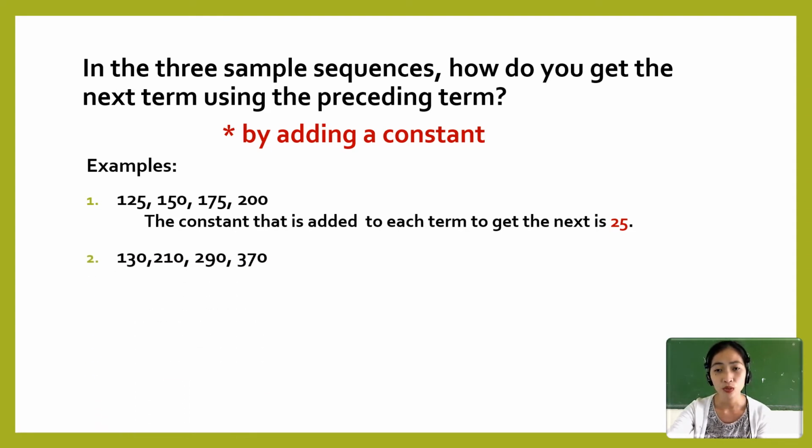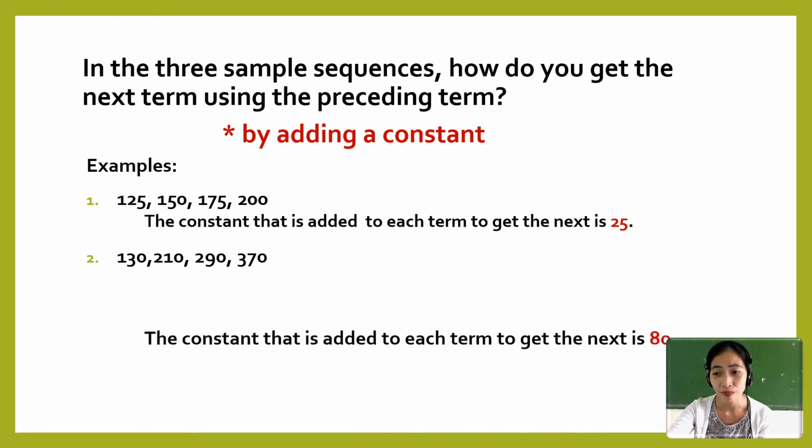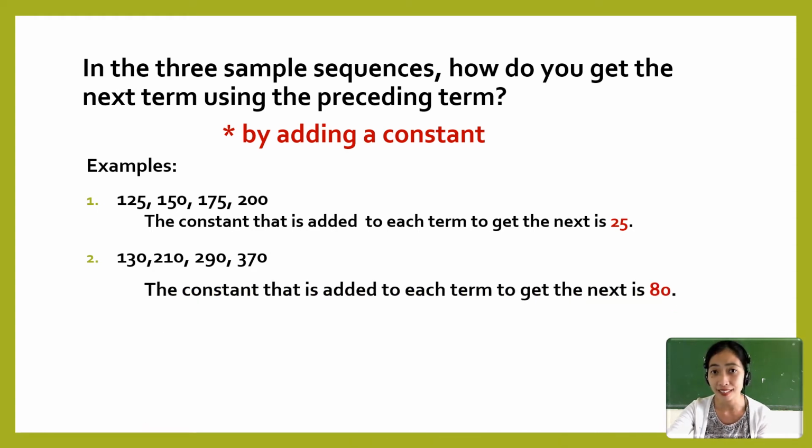In number 2, we have 130, 210, 290, and we got 370. So what is the constant, or what is the same number that is being added to each number to get the next? That is 80. That's why we had 130 plus 80, that's 210. 210 plus 80, that's 290. 290 plus 80 will be 370.